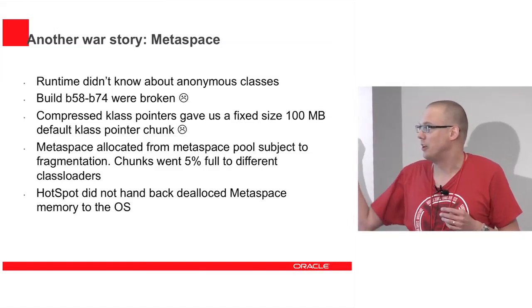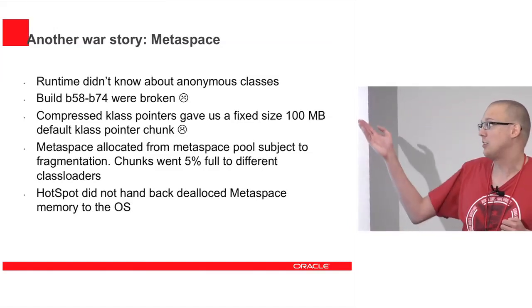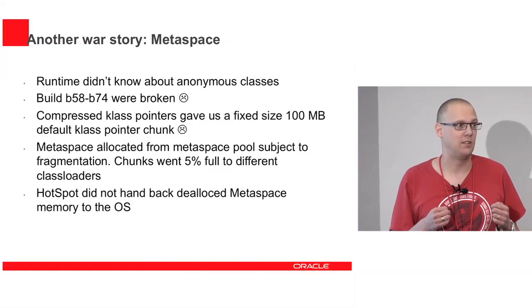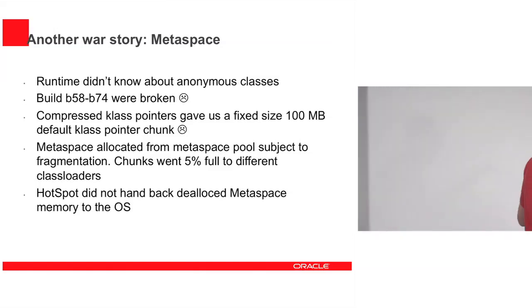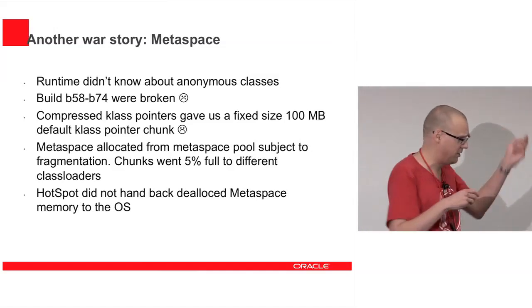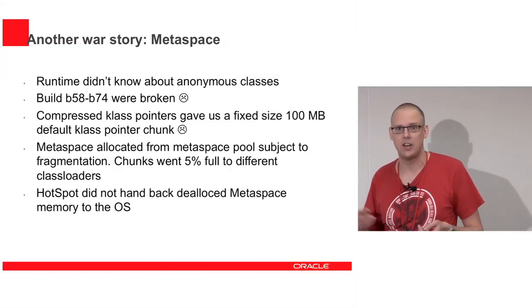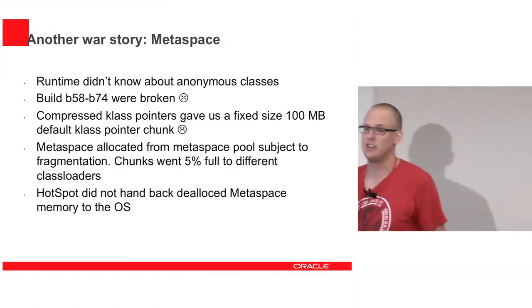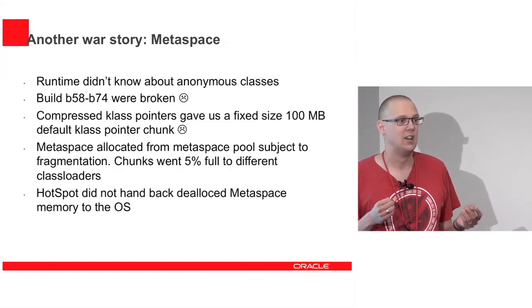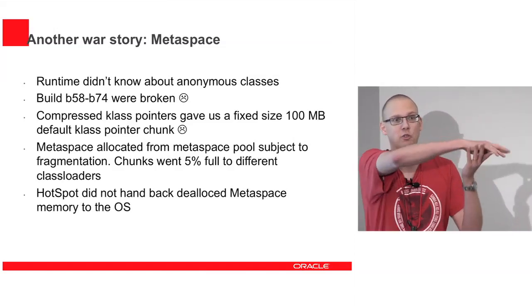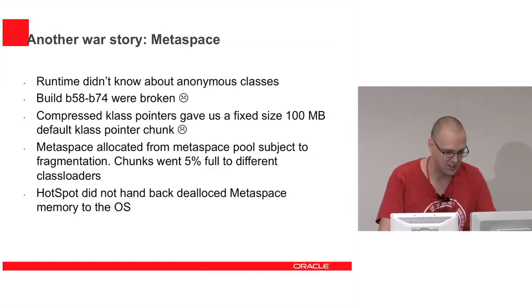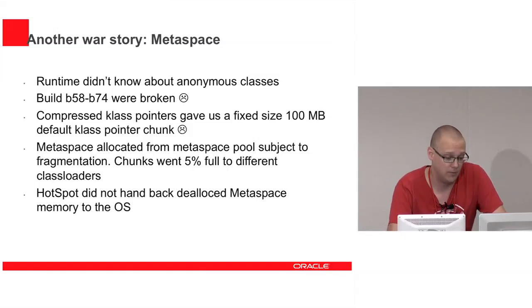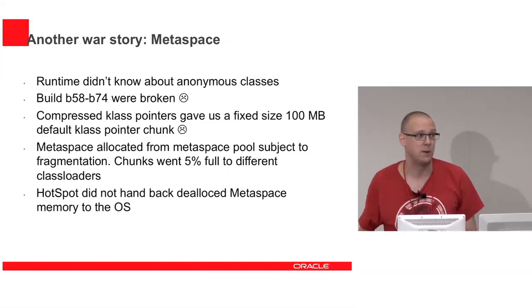And permgen all over again, you might say, but it's just class pointers, so it's a little bit better. But I think that's being taken care of, Stefan. Yeah. And also, Metaspace was originally allocated from a pool and distributed like chunks of the pool between class loaders, and other class loaders couldn't get at them. We had lots of class loaders and lots of fragmentation in these Metaspace pools. They were like 5% full, spread out over different class loaders, and they weren't handed back, so we just died of fragmentation. And Hotspot originally, I think it still doesn't, that might have changed as well, Stefan, didn't even hand back the allocated Metaspace memory to the OS.